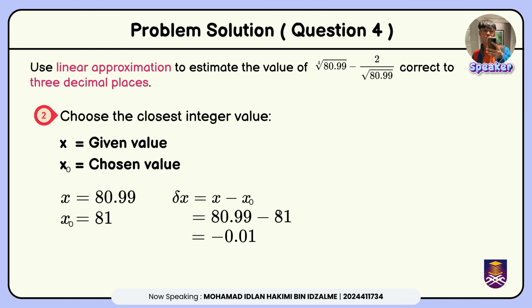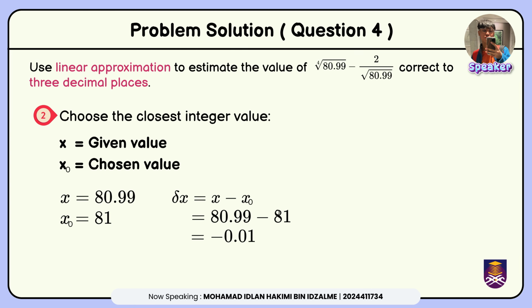For the second step, we need to let x equal to 80.99, which is the given value, while x naught is equal to 81, which is the chosen value. 81 is picked because it is the closest integer number to x. Delta x is equal to x minus x naught, therefore delta x is equal to negative 0.01.